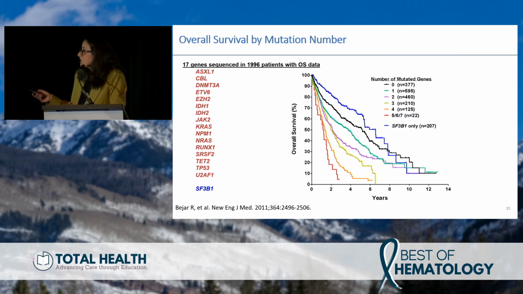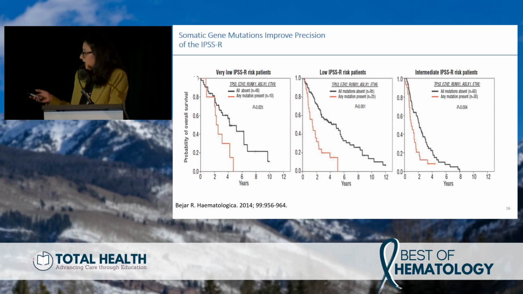Yeah, so as we can see, this is not just a lot of jargon. These mutations, as they pile up, as you have 1 to all the way to 5 or 6, you actually have worse survival as these mutations pile up, with the exception of having SF3B1, which is actually considered to be a good prognostic factor in MDS. And these somatic gene mutations actually improve the precision of the prognostic systems we have.